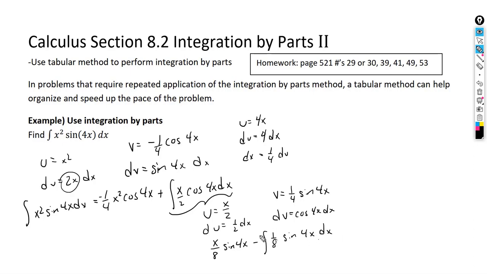Okay, so the 1/8 is actually going to pop out front. I can do that. And now I'm going to integrate sine of 4x. Well, I actually did that over here in the very beginning. So this is what I get when I integrate it.